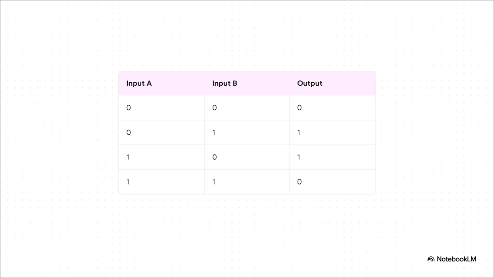And finally, this is a really important one, the XOR gate. That stands for exclusive OR. It has a special twist. It only gives you a 1 if the inputs are different from each other. So if one is 0 and the other is 1, you get a 1.